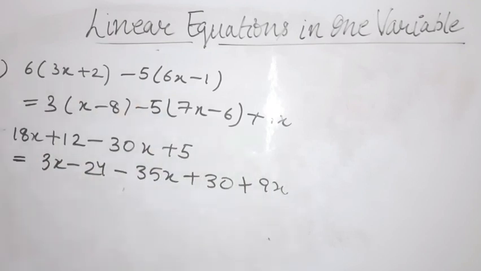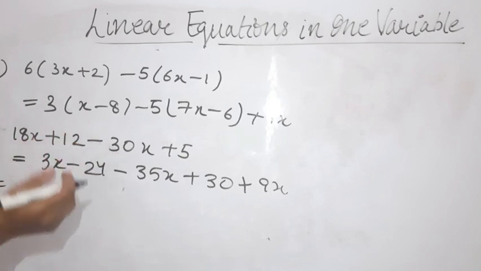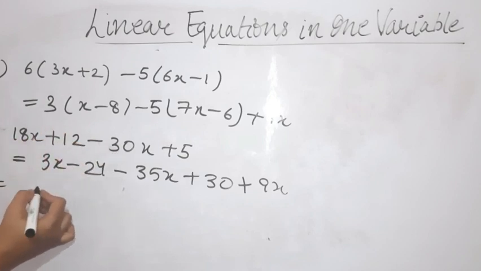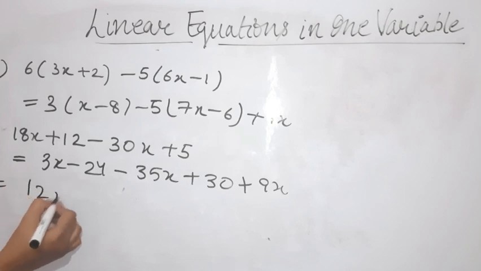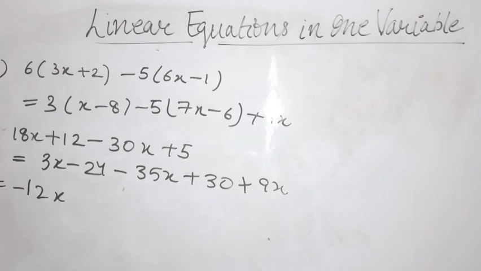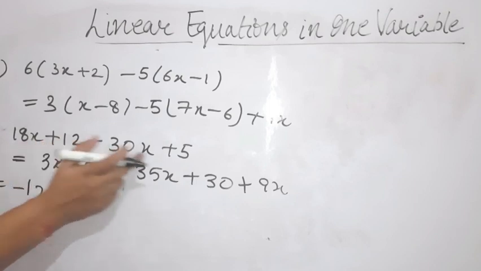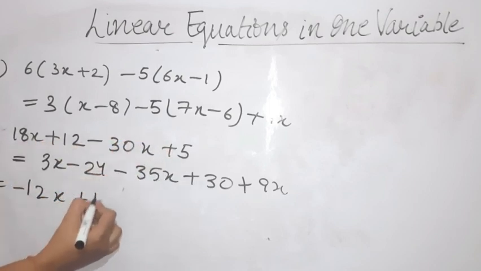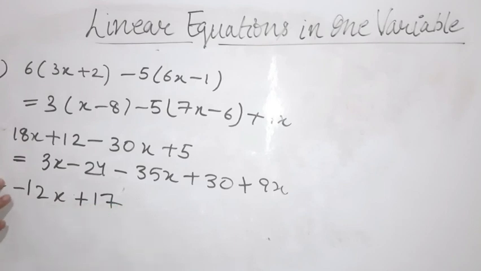Now collecting all the like terms together on the left hand side and the right hand side. So 18 minus 30 will be, plus minus, and the sign of the greatest number. Once you subtract 18 from 30, what will you obtain? You will obtain 12x, minus 12x, because 30 is the greatest number and it has a negative sign. So minus 12x, and 12 plus 5 is 17. So this is your left hand side.